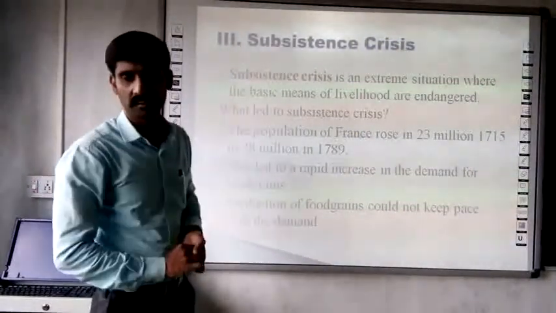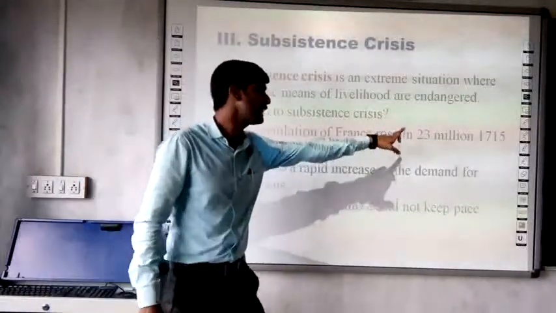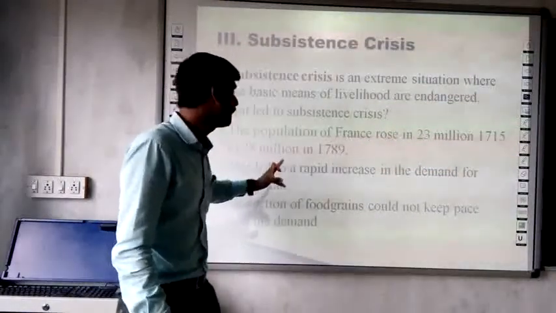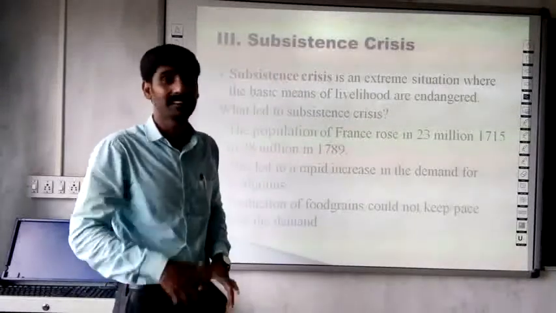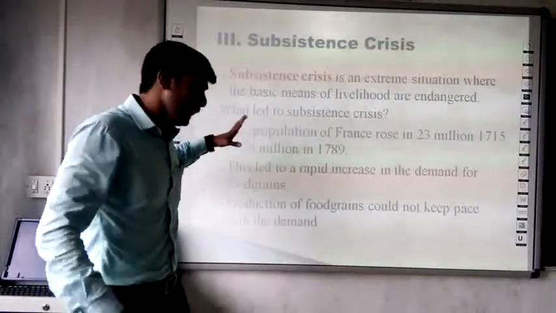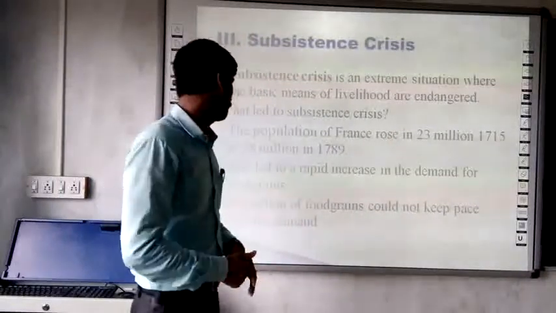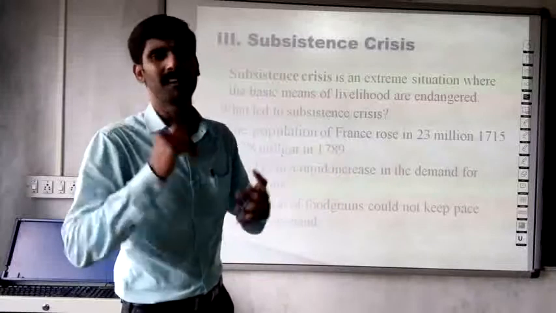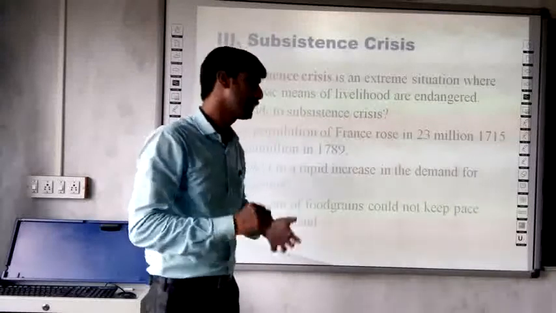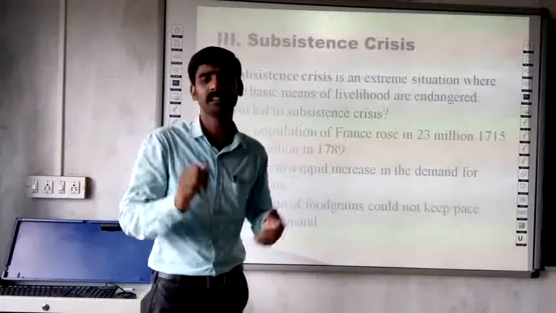Reason is population. Rapid increase in the population. The population of France rose from 23 million in 1750 to 28 million in 1789. Rapid increase in the population led to an increase in the demand for food grains. Quite obvious. When there was more population, there was more demand for the food grain. But production of food grains could not keep pace with the demand.